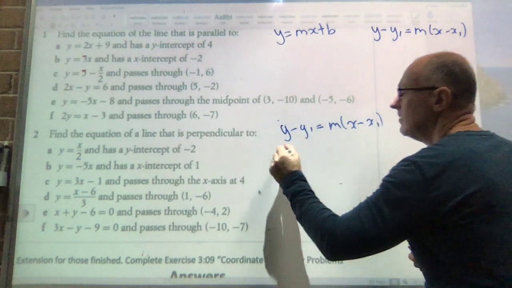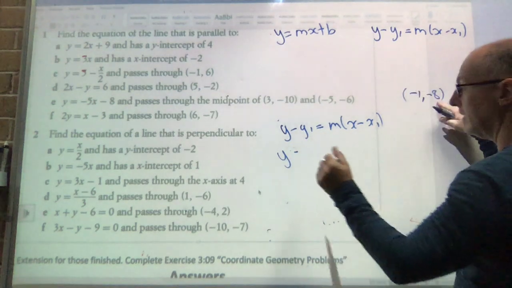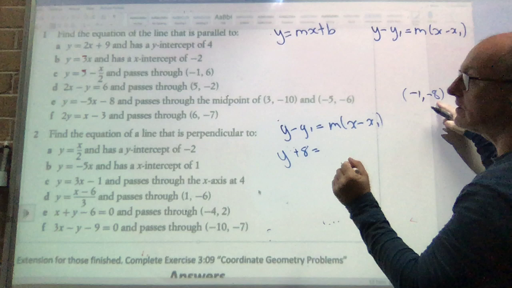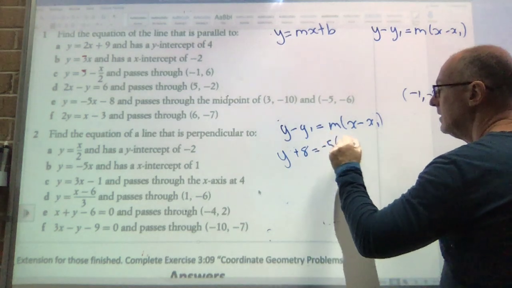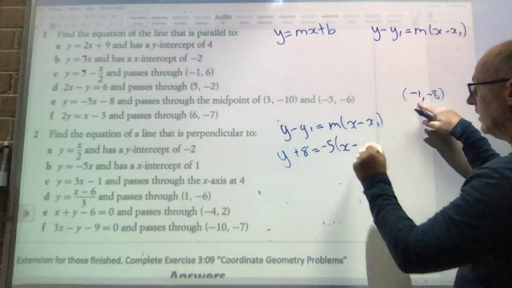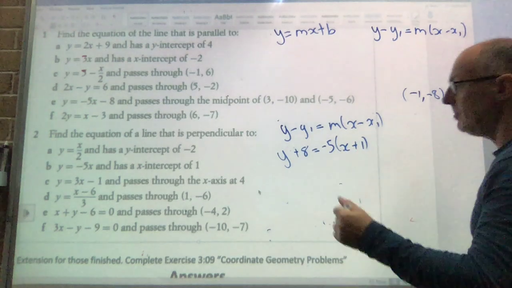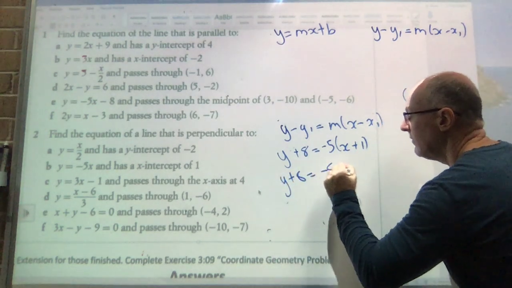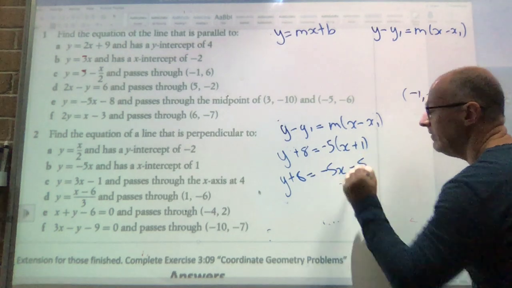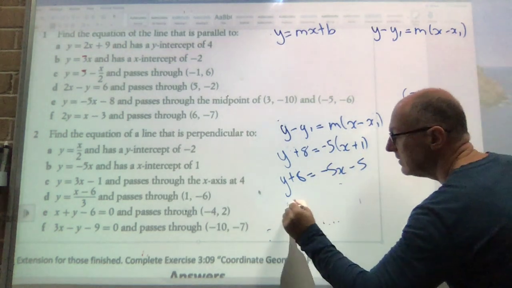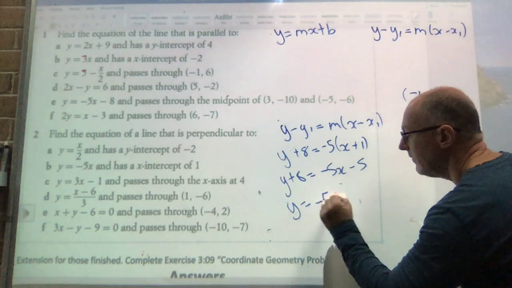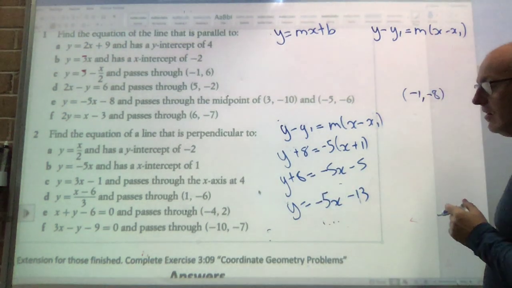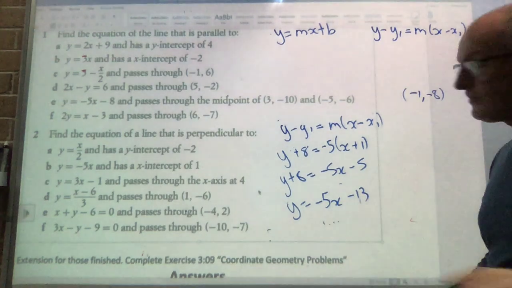Okay, and it's going to be y minus 8, which is y plus 8, equals m, which is minus 5, x minus 1, or x plus 1. We expand it out. y plus 8 equals minus 5x minus 5. We subtract the 8 across. y equals minus 5x minus 13. And there's our point gradient form.